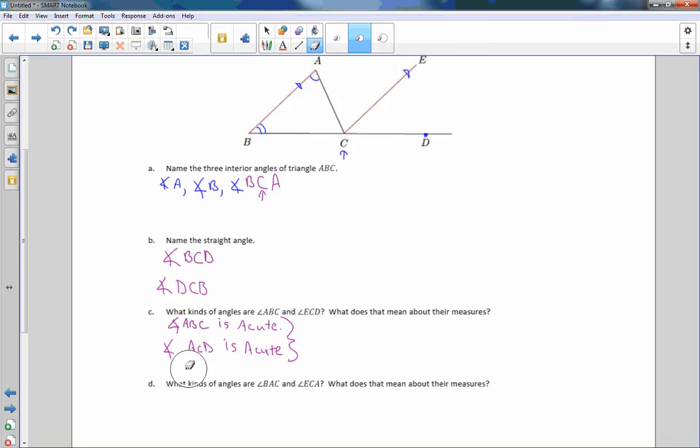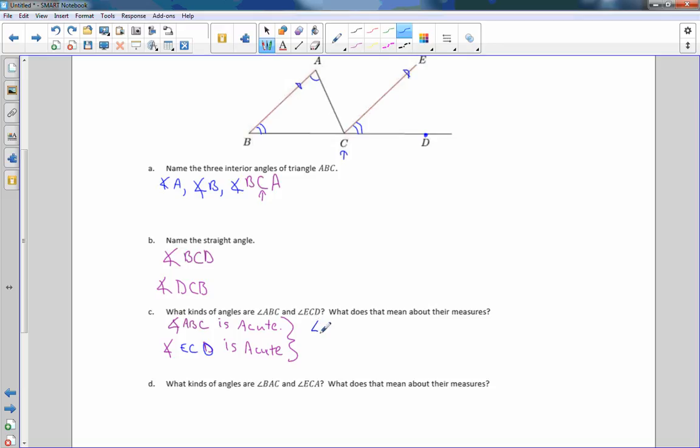Let me fix that. That's ECD. Okay, so angle ECD. So what they're saying is these two angles here, angle ABC and angle ECD, well, since these lines are parallel, BCD is a transversal. And since I can do a translation along this vector and move angle B over here, then it is going to be congruent to angle ECD.